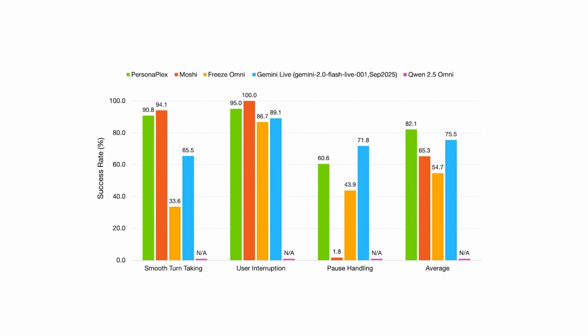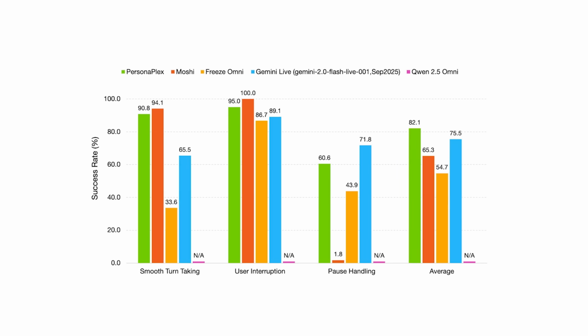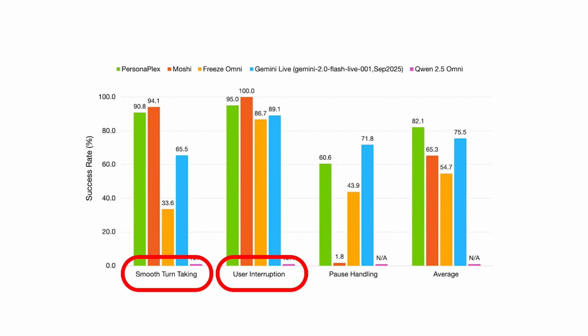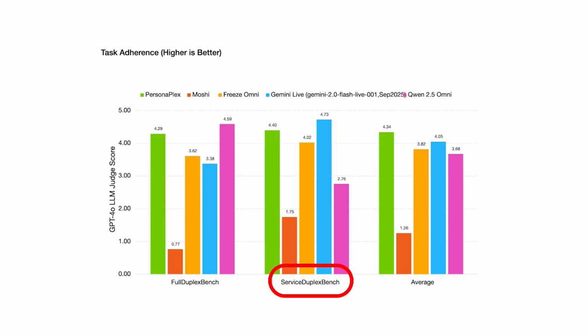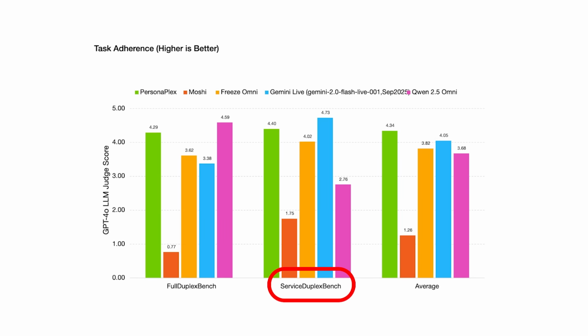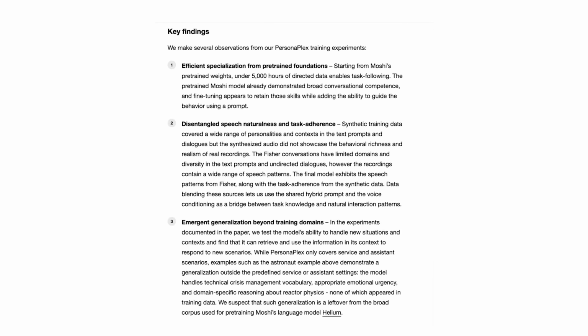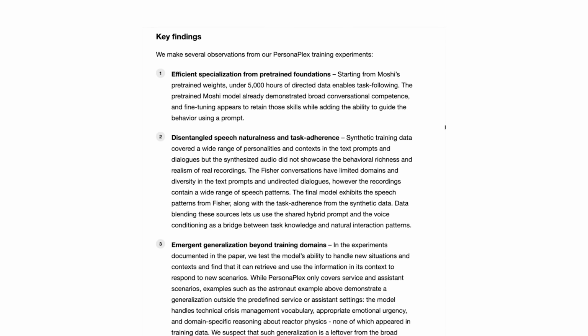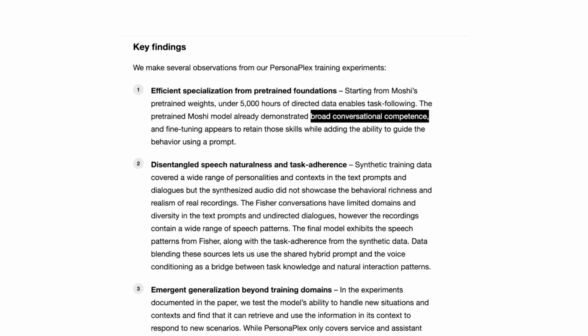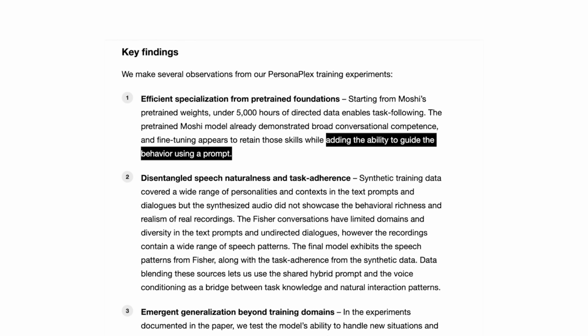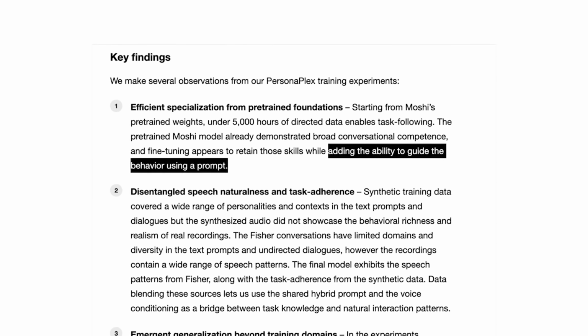And it actually outperforms other open source and commercial systems in turn-taking and interruption latency. In NVIDIA's testing, PersonaPlex showed massive improvements in what they call Service Duplex Bench. It performed very accurately in scenarios like customer service simulations, like verifying a bank transaction, or recording medical history, by following the rules of the role, and also by handling the unpredictability of a live user at the same time.